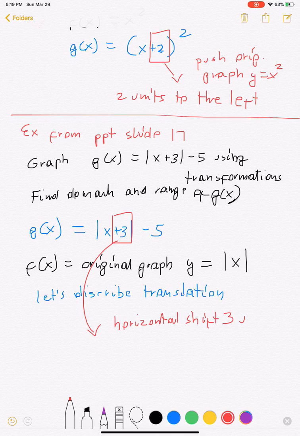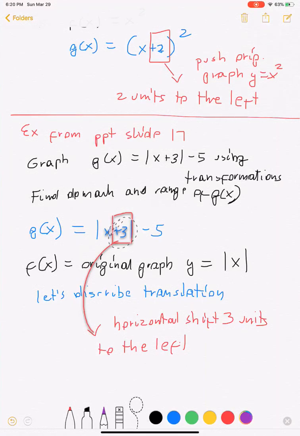three units to the left. Why to the left? We talked about it with horizontal translation. It's opposite of what you see. You see plus, that means we're pushing the graph 3 units to the left.